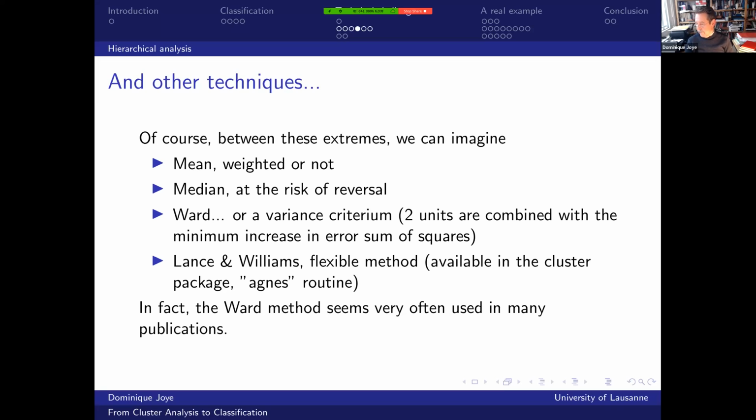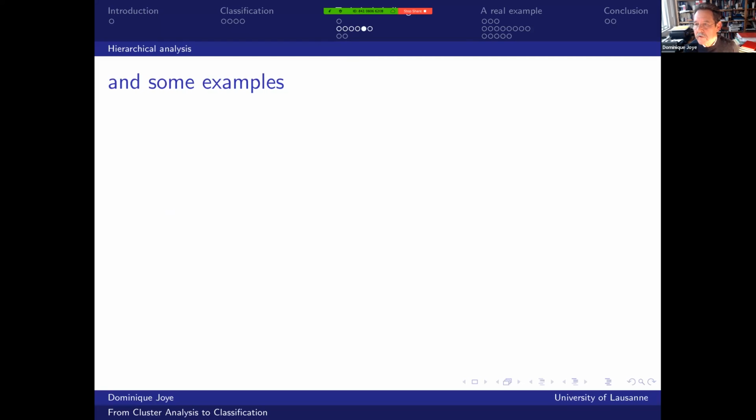Most often you will see that it will be the Ward method, which is the criterion to put together two groups or two units that increases the least the amount of variance in the structure. And this is rather tricky in order to know exactly which method to use and under which condition. I will try to show you some examples for that, but for that I will try to switch.